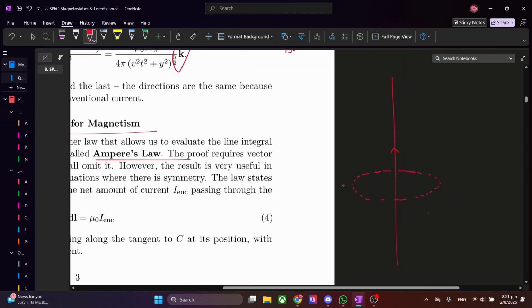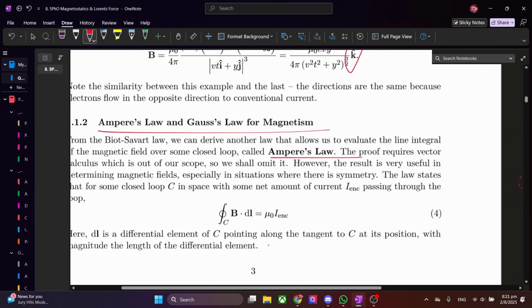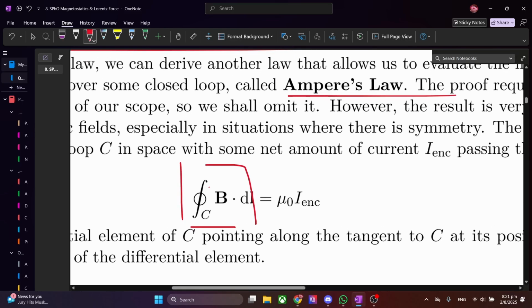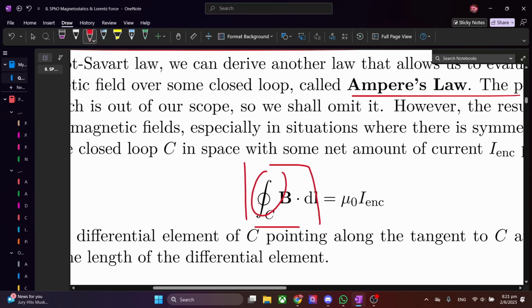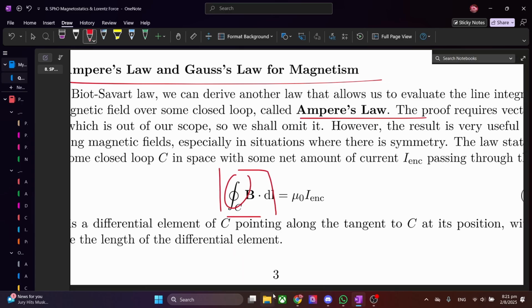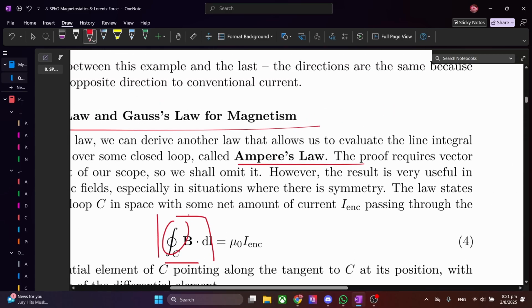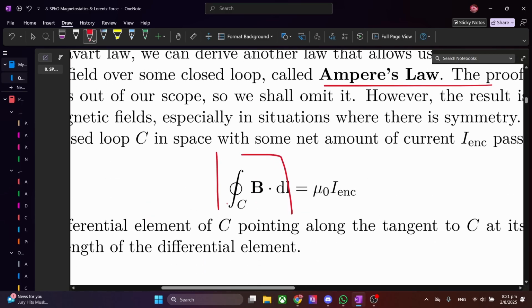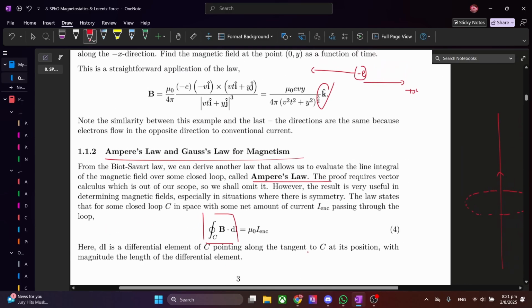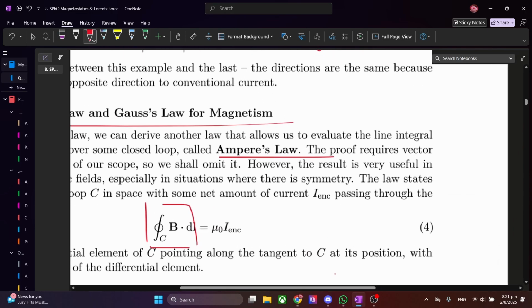So you consider some closed loop, and what we are going to do is take this integral. This funny symbol is just a contour integral, but it basically means that you're integrating over this closed loop in space. The thing that we're integrating is this quantity here, which is your magnetic field dot your dl, and this dl is just a differential element of the loop.